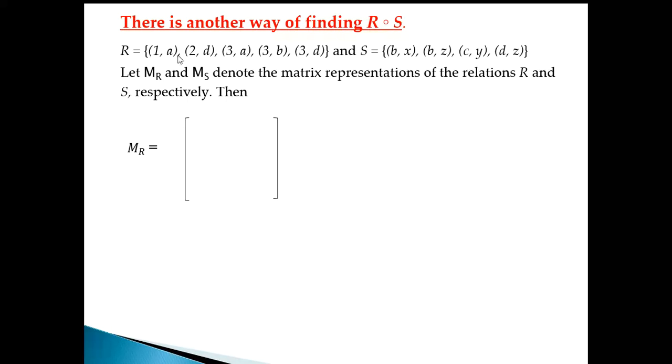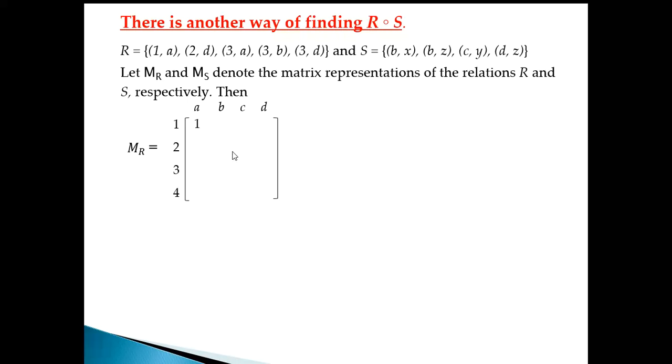Now R is a relation on the sets A and B, A cross B, and A's elements are 1, 2, 3, 4. So for set A we take the elements in the rows, and for set B we take the elements in the columns. Set B was A, B, C, D, right? Now we fill in the elements of the matrix. Our first ordered pair is 1A, which means we put a 1 in this position. The ordered pairs in relation R get a 1 in the matrix at that position; otherwise other elements are 0.